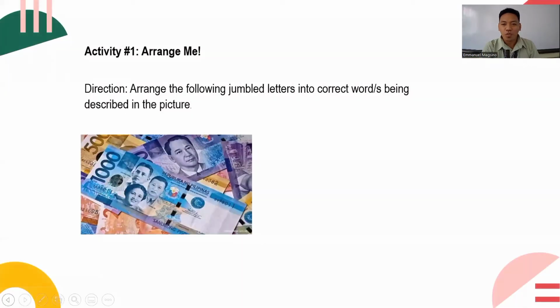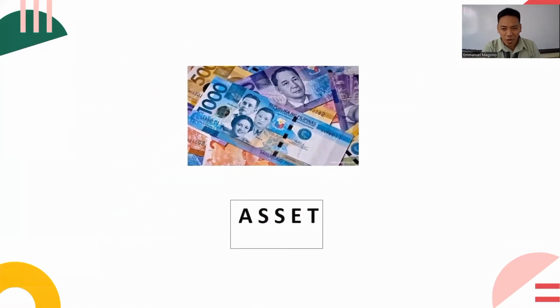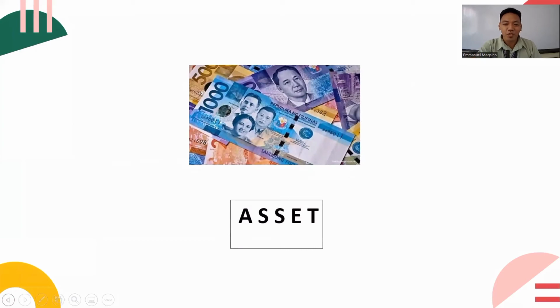Now, let's have our activity. You are going to arrange the following jumbled letters into the correct word or words being described in the picture. First, this one. What is the answer? Yes, Christian. Assets? Okay. Correct. Very good.